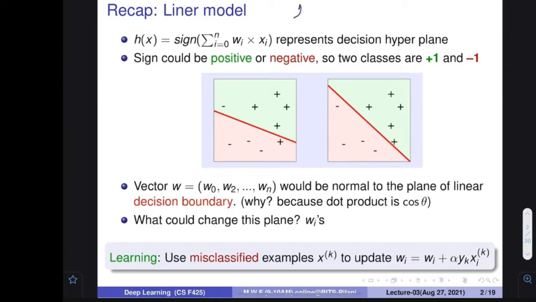Formally, in the last class we were discussing the classification problem, where there were two classes, +1 and -1. These were the two classes.